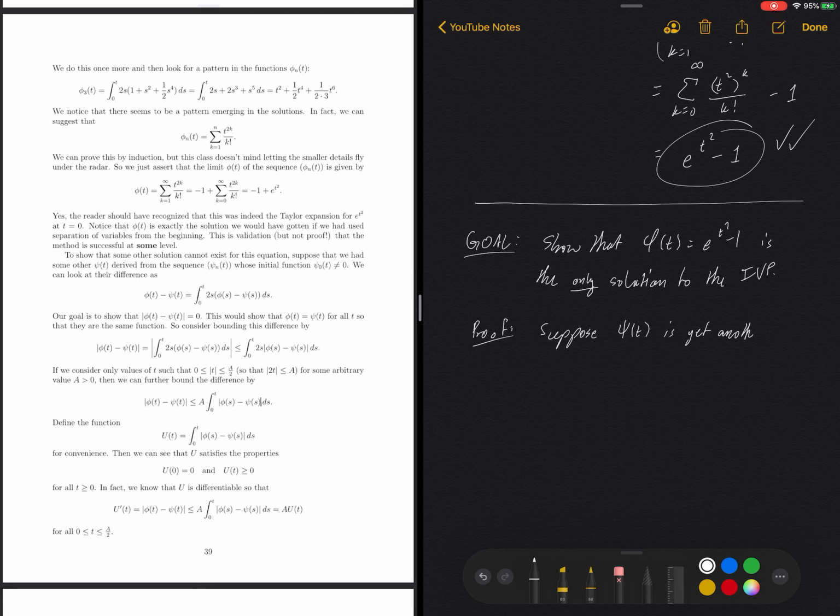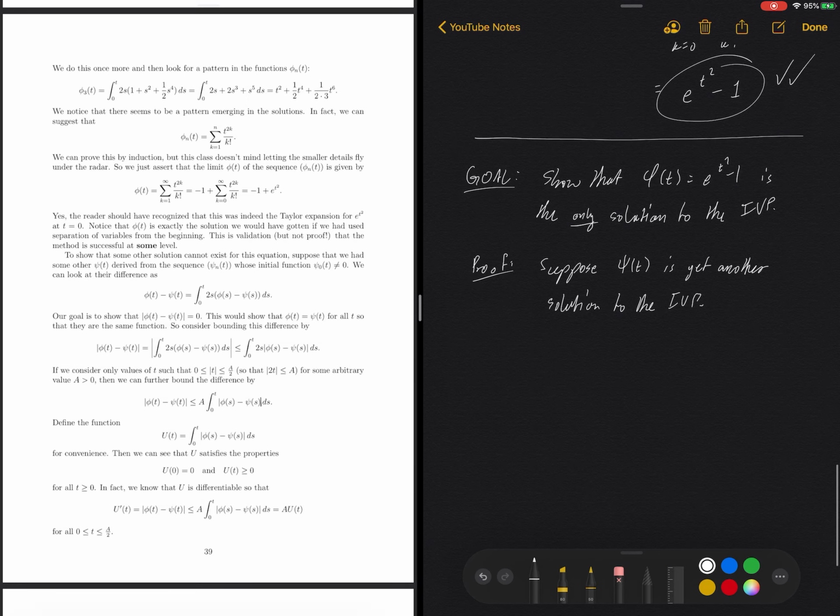Our proof is going to look like this. Suppose that we had another solution. Call this psi. So suppose psi is yet another solution to the IVP. Here's what we're going to do. I would like to go ahead and take a look at this difference. Consider phi of t minus psi of t.